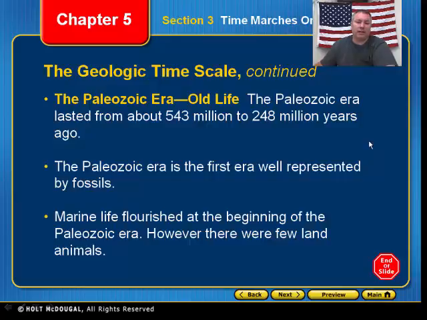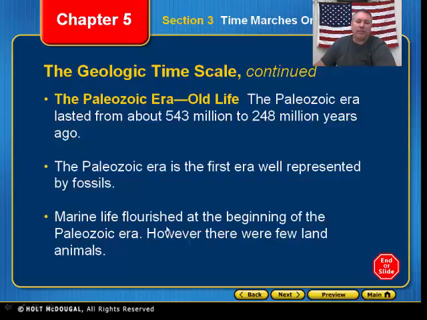Now, when we look at our geologic time scale, we look at some eras. Remember, we're talking about the Phanerozoic eon right now. The Paleozoic era is the old life. The Paleozoic era lasted 543 million to 248 million years ago. This is the first time we really have fossils. Up until this Paleozoic era, we really didn't have fossils to be discovered. So the previous Proterozoic, Archean, and Hadean eons, we didn't really have fossil life in those eras.